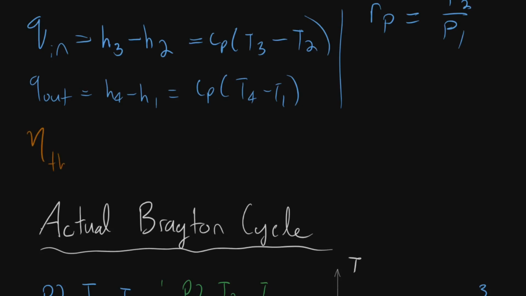Anyway, our thermal efficiency is going to end up equaling 1 minus 1 over our pressure ratio to the (k minus 1) divided by k. All of this is in the power right here.